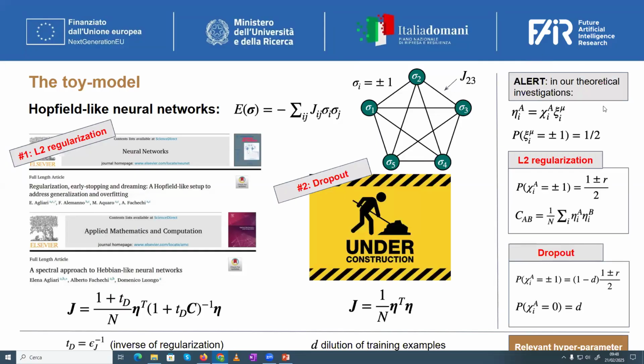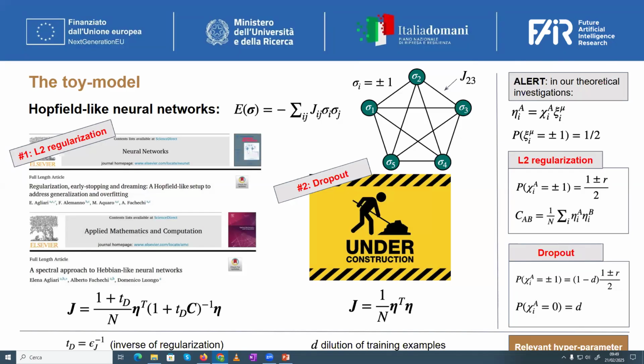In another paper, which will soon be made publicly available, we also proved that in the Hopfield setting, we can implement the dropout technique via a Hebbian construction, in which dropout is realized as the dilution of the training examples from the outside. So this is an external technique which is directly implemented in the construction of the coupling matrix. In this case, the crucial hyperparameter is the dilution parameter, which is the probability to cut a bit of information in the training example. And these are the starting point for our theoretical investigation.